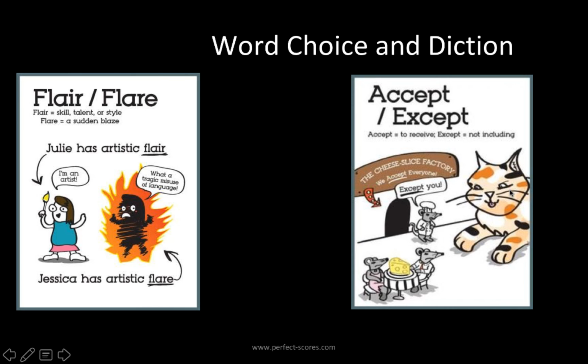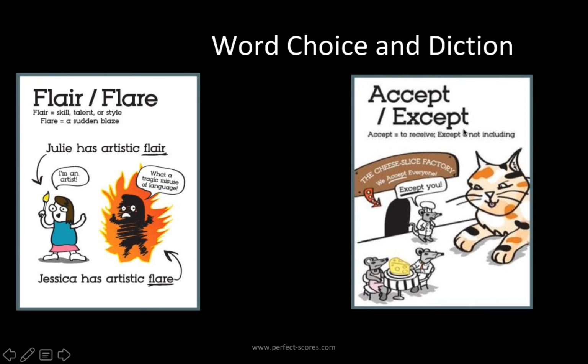So let's move on to the next kind of error, which is word choice and diction. Very, very important. A lot of times on both the SAT and the ACT, you will come across sentences that will ask you to choose between simple words like flair versus flare. The first one, an example: Julie has artistic flair, which means style. Jessica has artistic flare, which means a sudden blaze, a sudden fire.